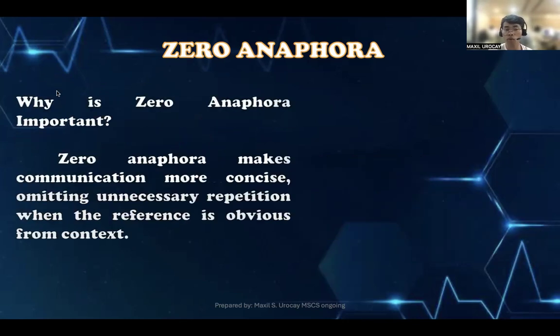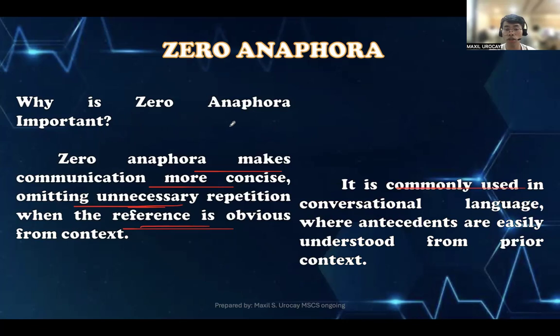Now, why is zero anaphora important? It makes the communication more concise, omitting unnecessary repetition when the reference is obvious. I'm sorry for that noise. In zero anaphora, we are omitting unnecessary repetition when our reference is really obvious from our context, just like earlier with John, which we replaced with "him". It is commonly used in conversational language where the antecedents are easily understood from prior context. So that is really easy to understand.